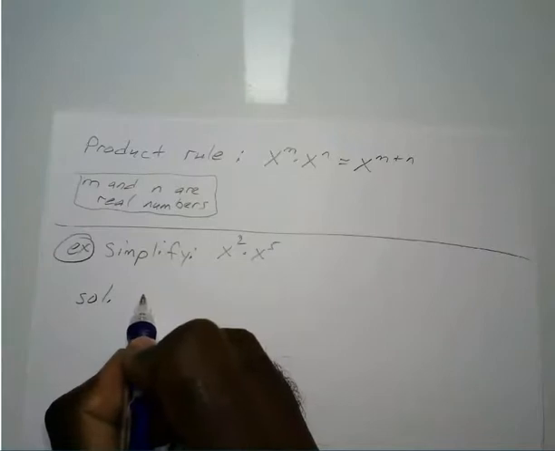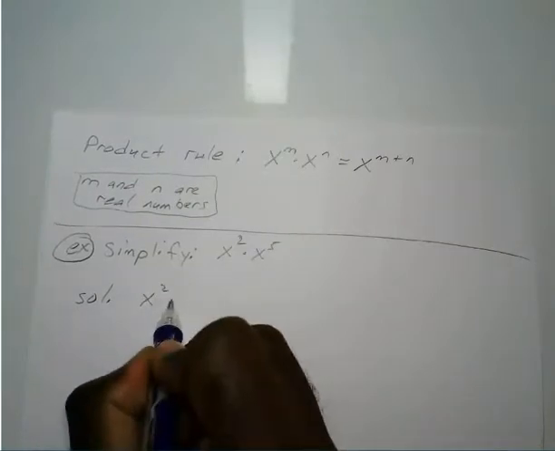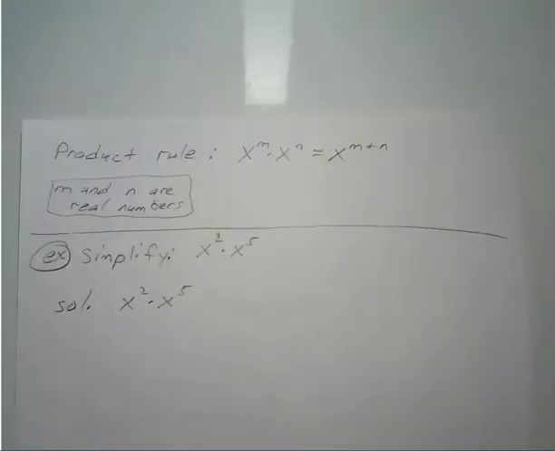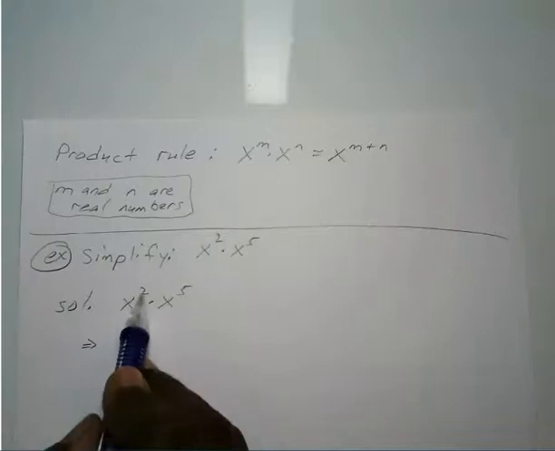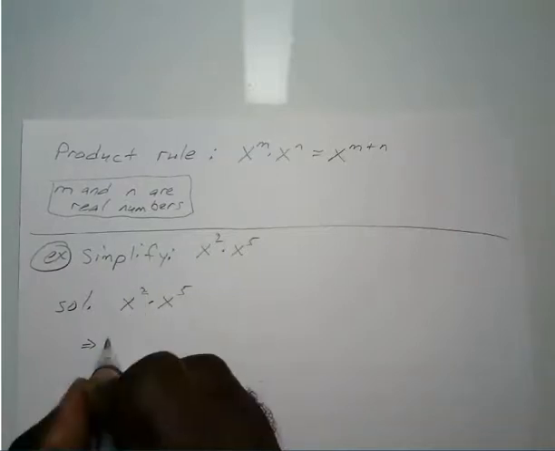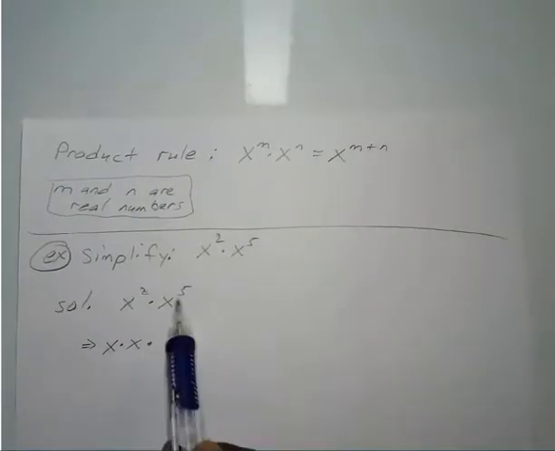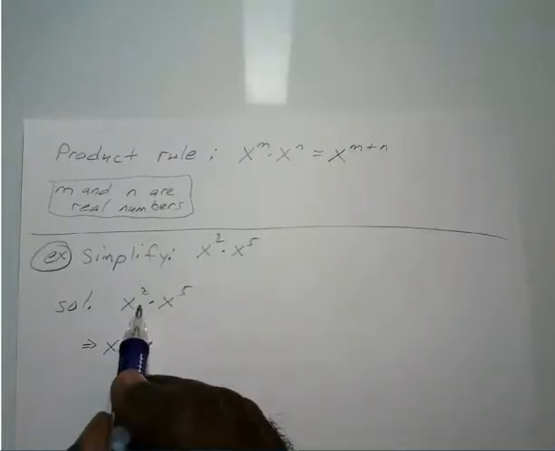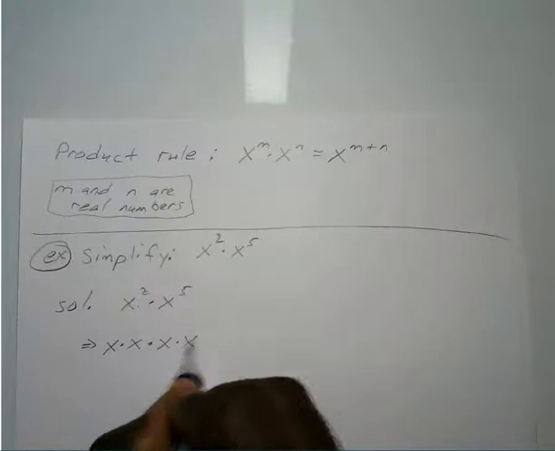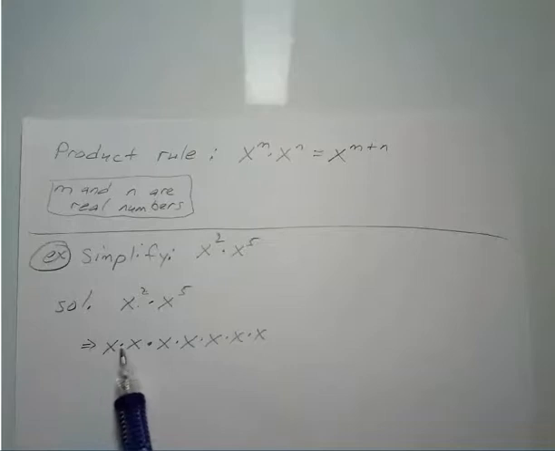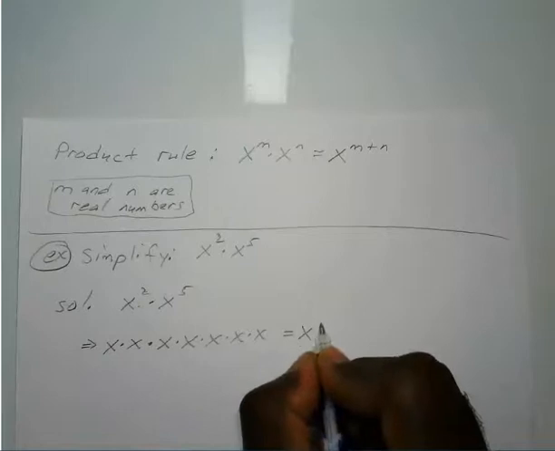Okay, now if we wanted to just rewrite x squared times x to the 5th power, we can rewrite it. x squared, remember, is just x times x. And x to the 5th power is just x times x times x times x times x. So you have x times x times x times x times x times x times x, which is just x to the 7th power.